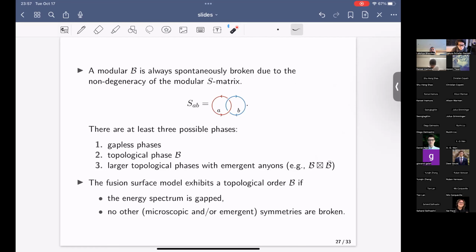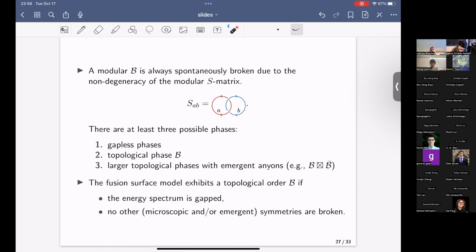But actually, it turns out that when B is modular, then this non-invertible one-form symmetry has to be spontaneously broken, regardless of the Hamiltonians. And this is because in a modular tensor category, the modular matrix is non-degenerate. That means that for any topological line A, there exists another topological line B that is charged under the action of the line operator A. So this is just another way to say that the symmetry generated by line operator A is spontaneously broken. So this means that modular tensor category symmetry has to be spontaneously broken by definition.